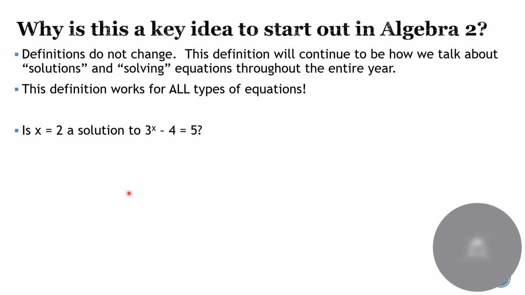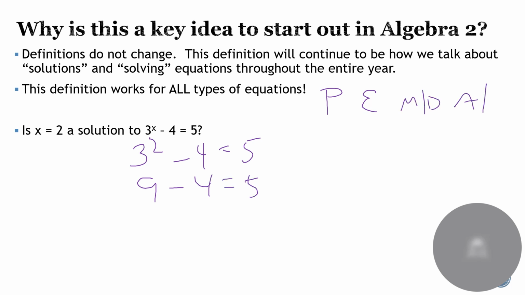But if you know the definition, you can check to see if 2 is a solution. So you would do the exact same thing. You would take the x and replace it with the 2. And then you would follow your order of operations. Well, we don't have parentheses, but we do have an exponent. 3 squared is 9. And then we don't have any multiplication or division, but we do have some subtraction there. 9 minus 4 is 5. And that is true. So yes, x equals 2 is a solution to the equation 3 to the x minus 4 is equal to 5.